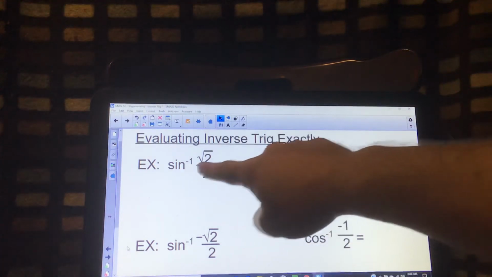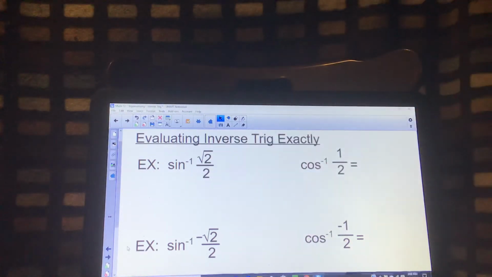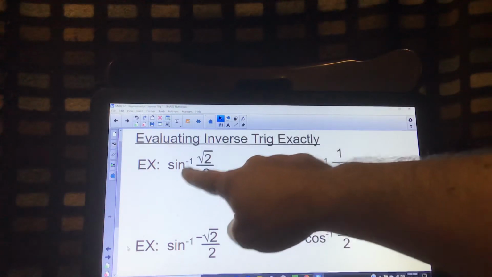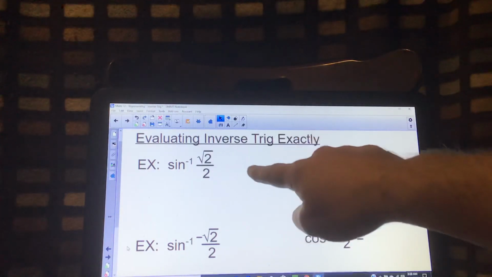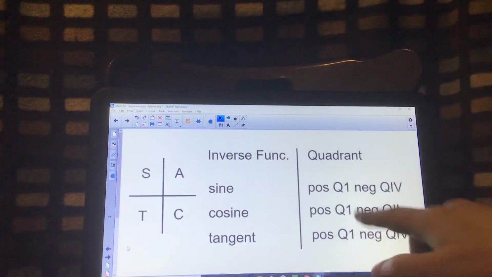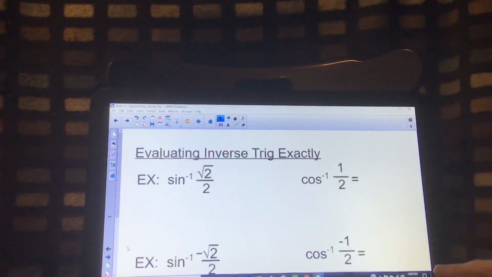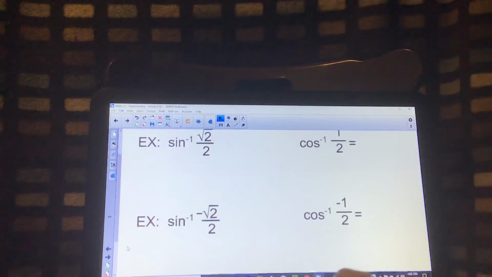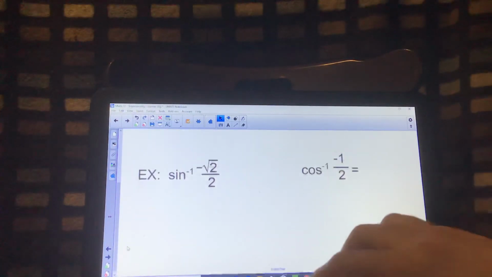So I'm going to do sine inverse of radical 2 over 2. If you know your table really well, what angle goes with radical 2 over 2? Well, the primary angle that goes with that is 45 degrees. So the answer to this one, what's sine inverse of radical 2 over 2? The answer is 45 degrees. Once again, there are other angles that work, other multiples of 45. However, the primary answer, the one that we'll give, is the one out of quadrant 1. So that's what was here. We're going to give a quadrant 1 answer. So for the first one, sine inverse of radical 2 over 2 is 45 degrees.